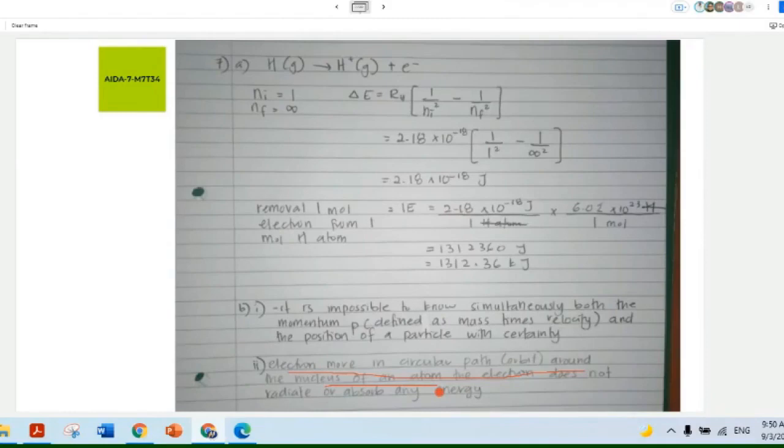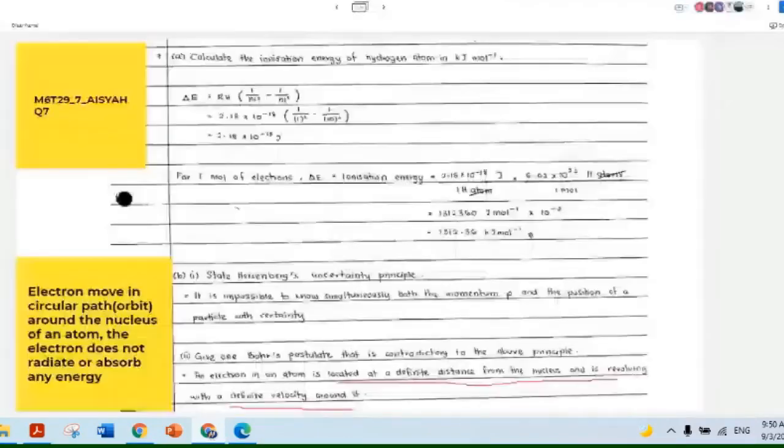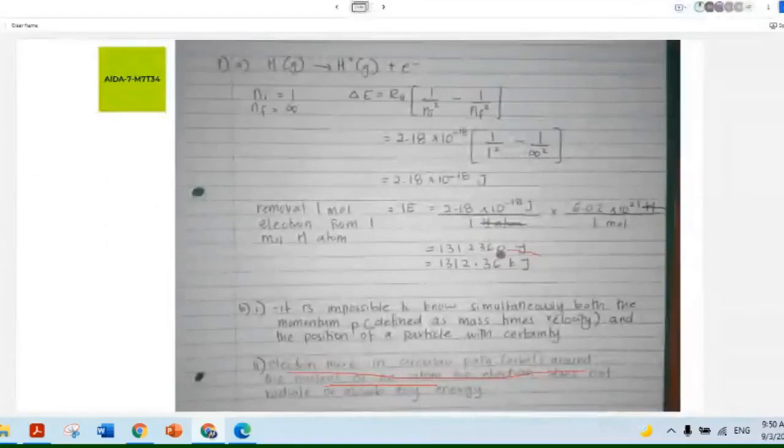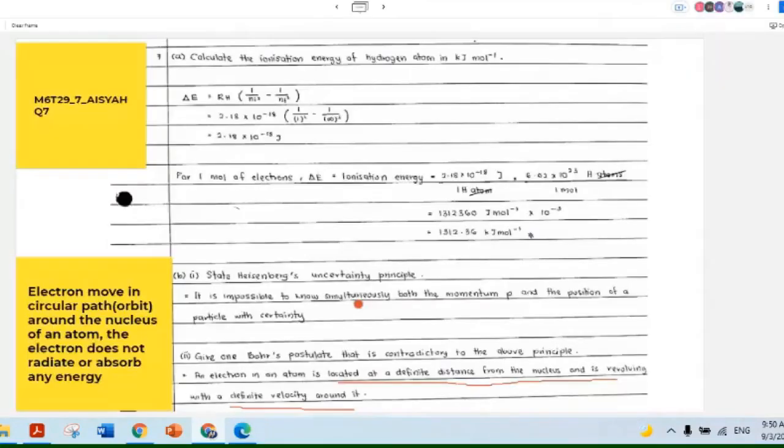Okay. Aida and Aisyah, please take note for B1. And then the unit as well. Kilojoule per mole. How about this one? Okay, very good. Yes, kilojoule per mole. Aisyah jawab dengan betul. Okay, good. Okay, ini je sikit. Okay, now we proceed for question number 8.